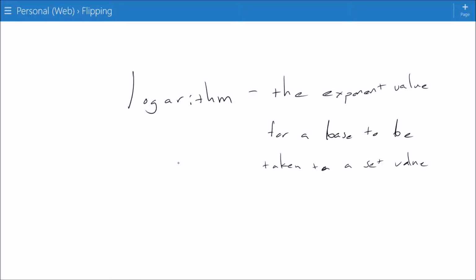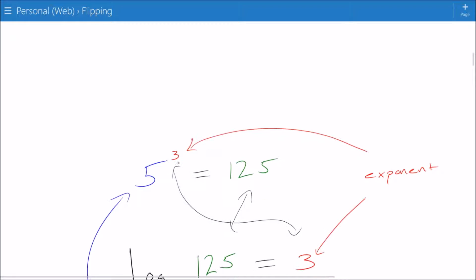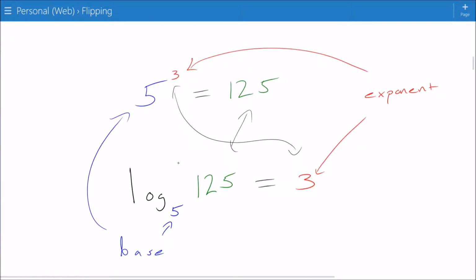Okay, that sounds a little bit fuzzy though, so let's take a look at an example because I think that'll clear things up quite substantially. So more or less, here up top is the number 5 taken to the third power. The exponent is 3, and that equals 125.